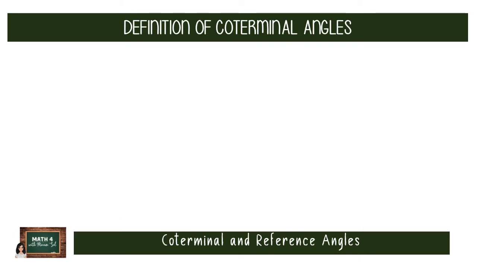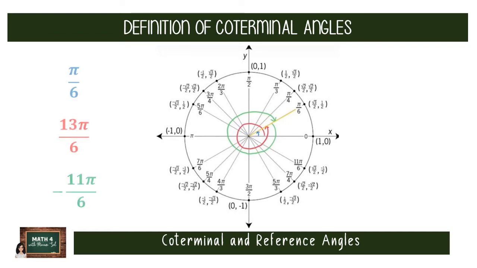Now we are ready to define coterminal angles. Let's examine pi over 6, 13 pi over 6, and -11 pi over 6. They are generated using the blue, red, and green arrows respectively. What do you notice with their terminal sides? Yeah, you're right. Their terminal sides coincide even if they have different amounts of rotations used to generate them. Let me repeat that. Their terminal sides coincide.